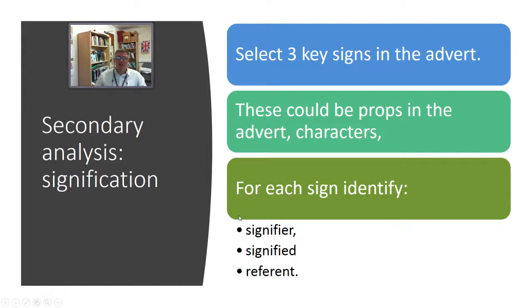Secondly, I'd like you to select 3 key signs from the video. Watch it through a few times and maybe take a few stills or a few short extracts, thinking about the signs that are in there. Those could be props in the advert, they could be characters, they could be various ways in which the camera is framed and so on. And for each sign, I want you to identify the signifier, the signified and the referent. What are they showing in that thing? What is it symbolising to you?